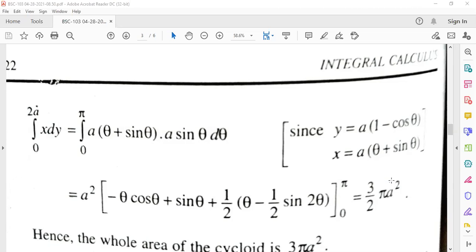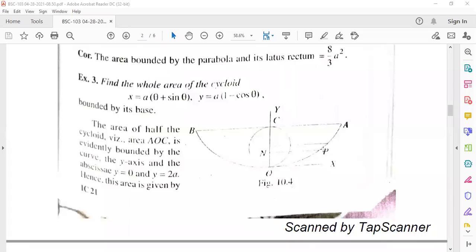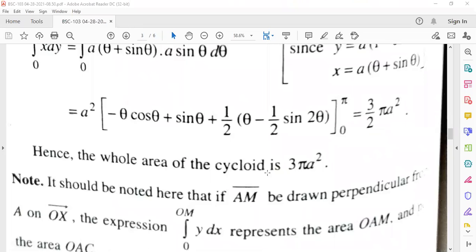So this is the half part of the cycloid. Half part, that is this part of the cycloid. This is the area of this part. Now we multiply this one by 2, then we get the whole area of this cycloid. So hence the whole area of the cycloid is this, this one multiplied by 2. Now, is it understood? Yes, sir. Okay.